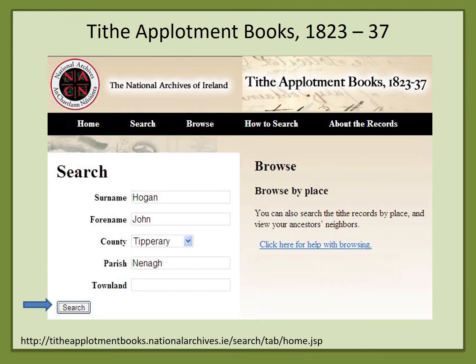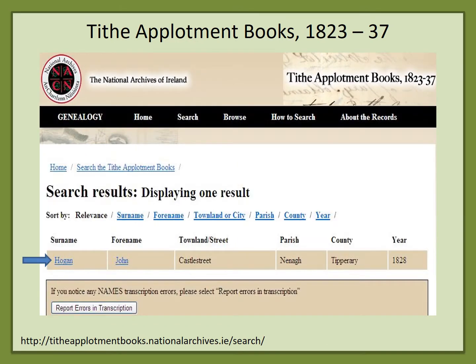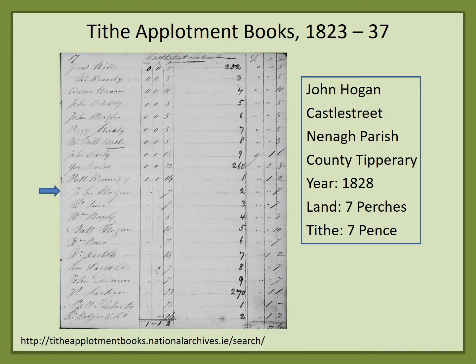Let's conduct a search for John Hogan in Neha Parish, County Tipperary. Selecting Search, we find John Hogan in Castle Street, Neha Parish in 1828. If we click on John's name, it takes us to the original record. The record lists John's neighbors in Castle Street, and that he occupied 7 perches, which is about 1,900 square feet, and paid a tithe of 7 pence. You can also browse the Tithe Applotment books.